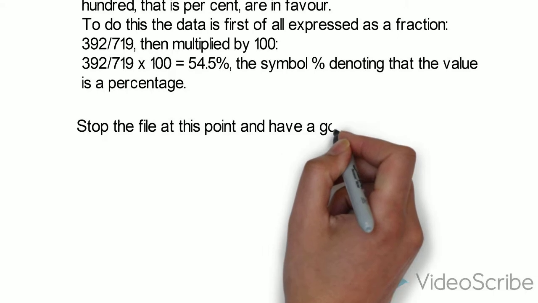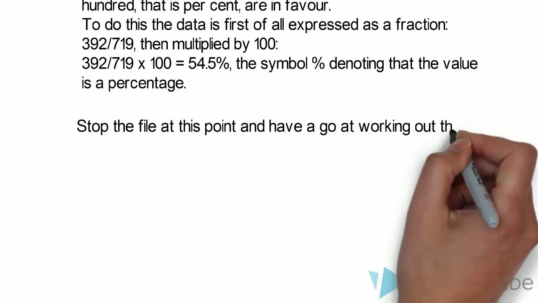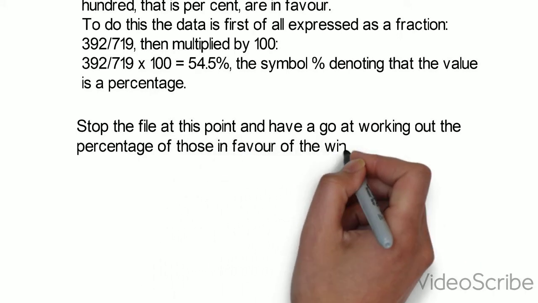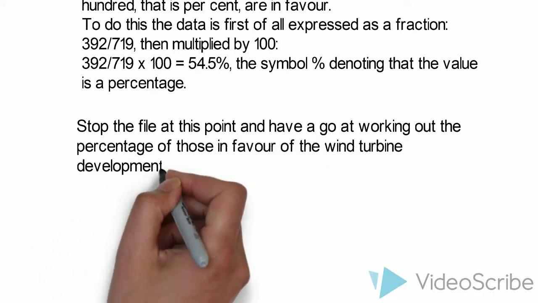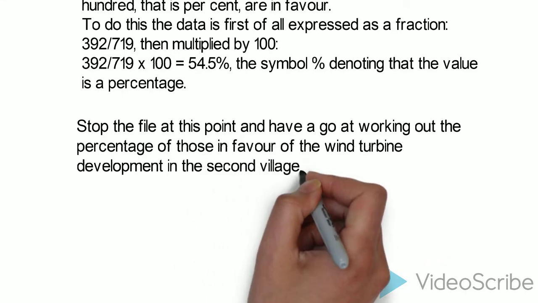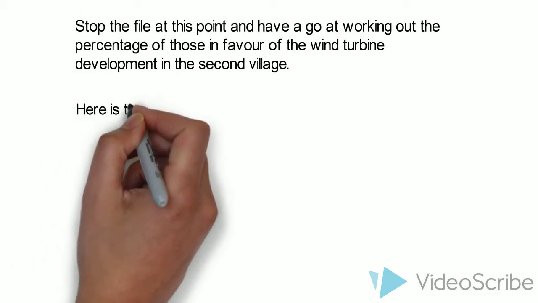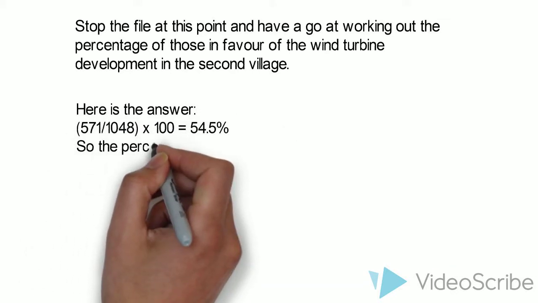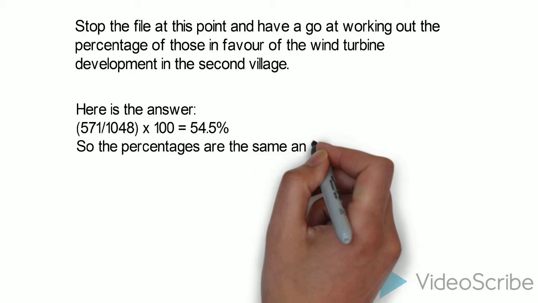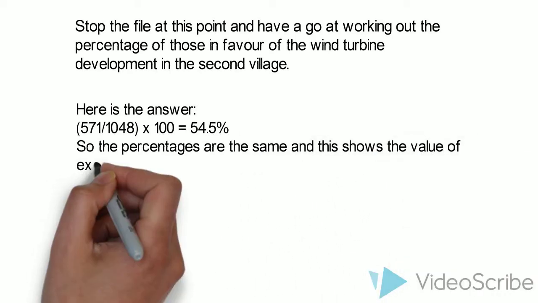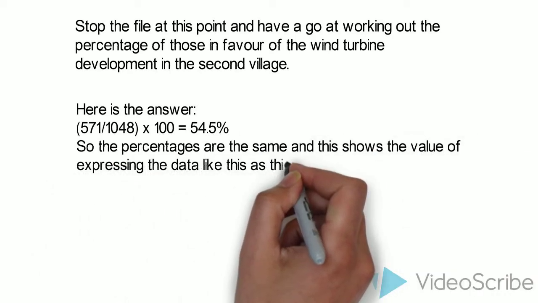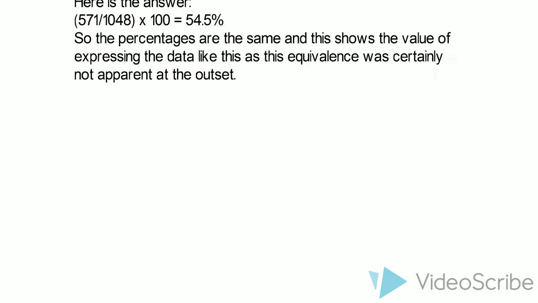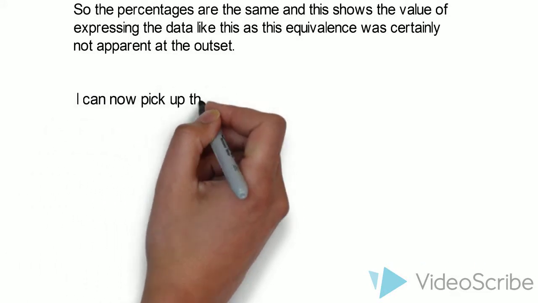Stop the file at this point and have a go at working out the percentage of those in favour of the wind turbine development in the second village. Here is the answer. 571 divided by 1,048 times 100, and that is 54.5%. So the percentages are the same, and this shows the value of expressing the data like this, as this equivalence was certainly not apparent at the outset.